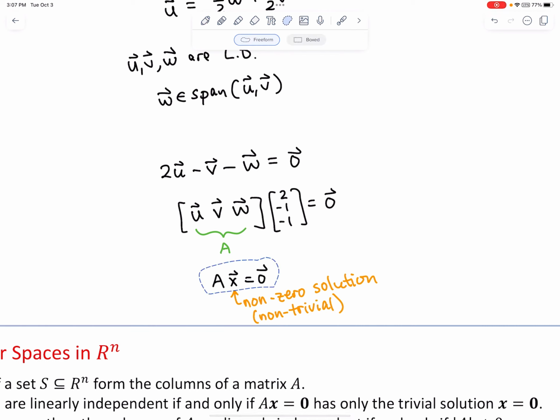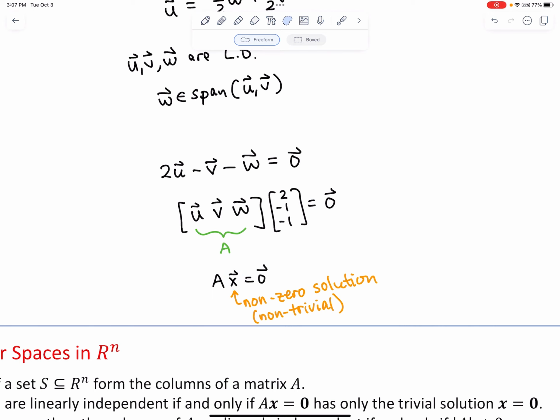The trivial solution to this equation would be if vector x itself was the 0 vector, because the 0 vector times the matrix A, of course, trivially gives you the 0 vector back. But when x has a non-zero component, and we still have a true statement here, then we call this x here a non-trivial or a non-zero solution.